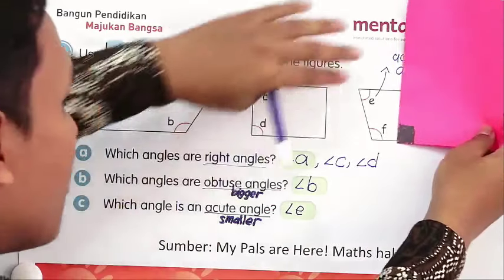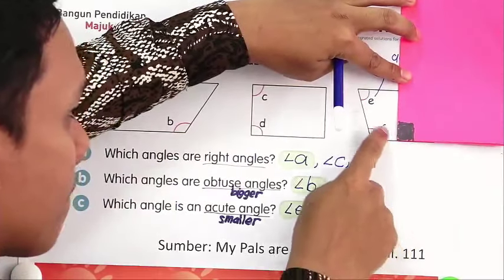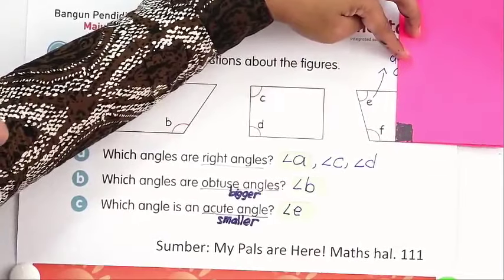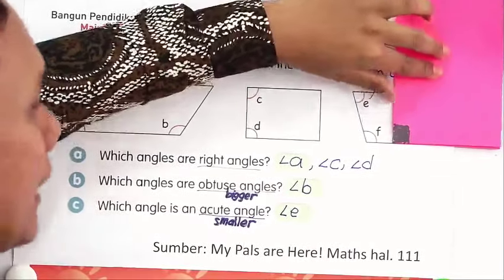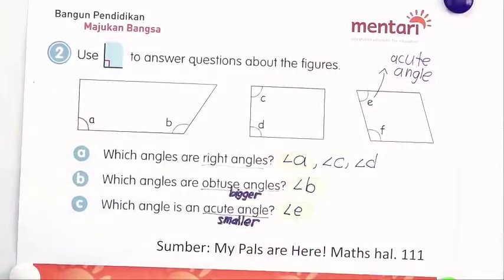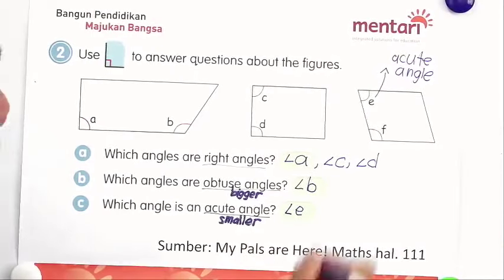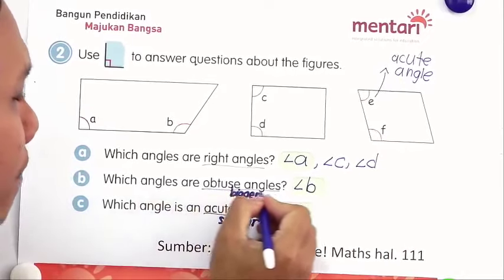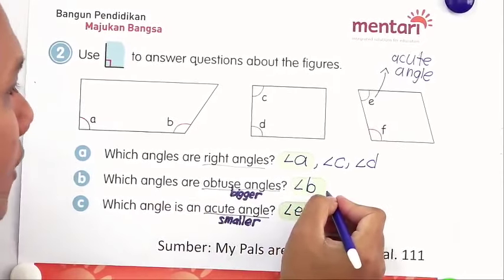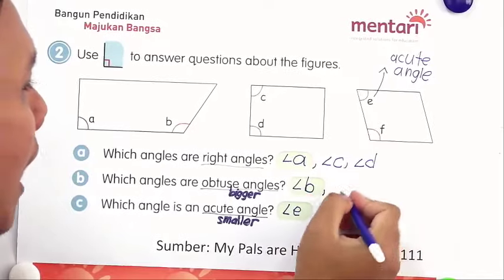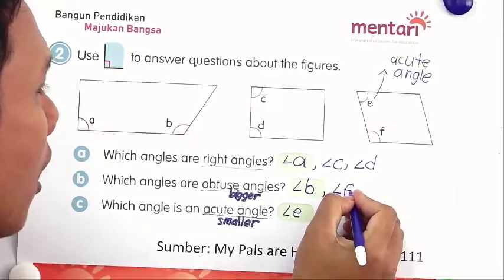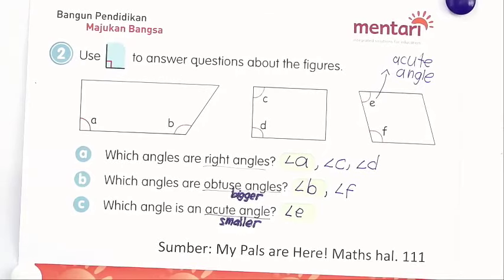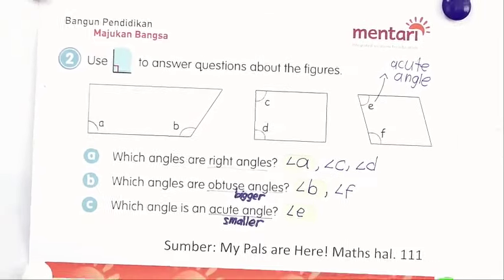Is it smaller or bigger than a right angle? Now, let's see all together. Yeah, you can see here. Is it smaller or greater? It is greater or bigger than a right angle. So, angle F is an obtuse angle. So, other than B, angle F is also an obtuse angle. So far, so good. Do you have any questions?